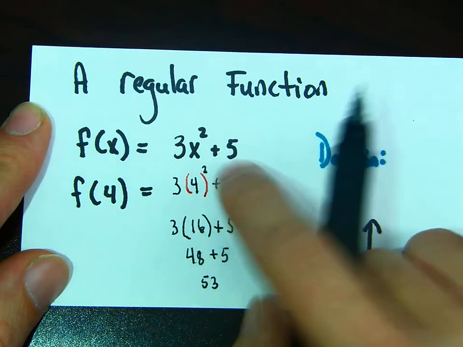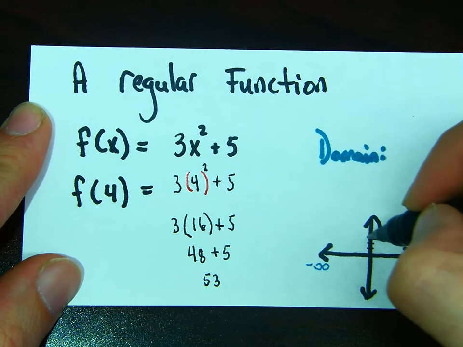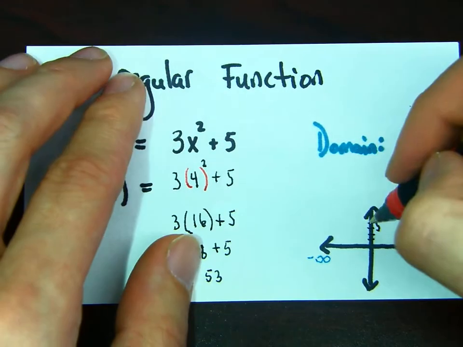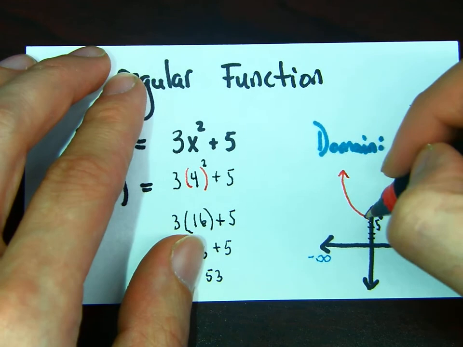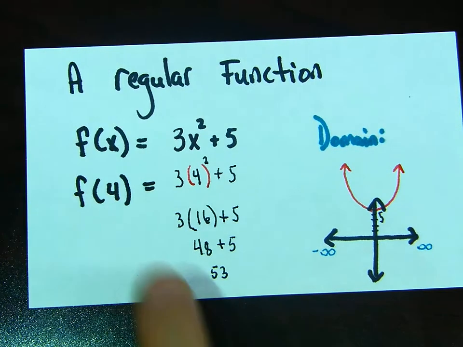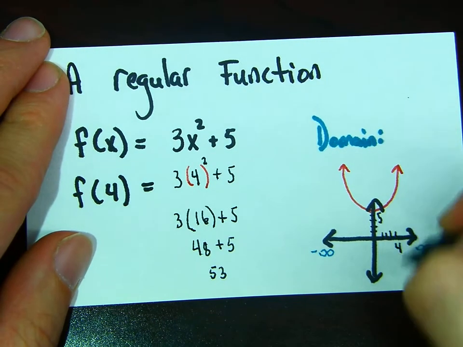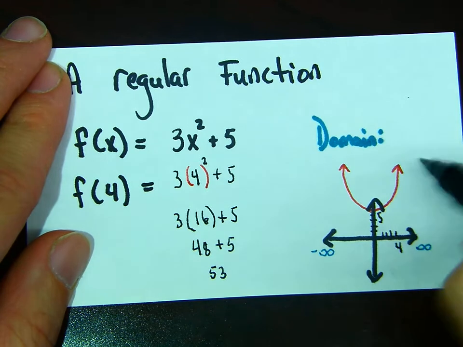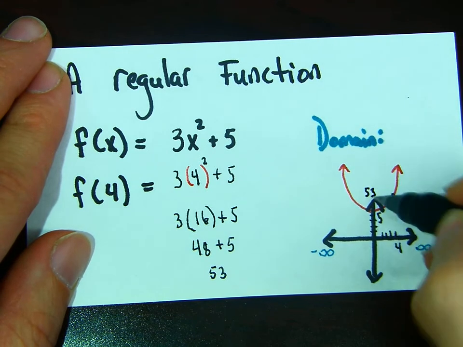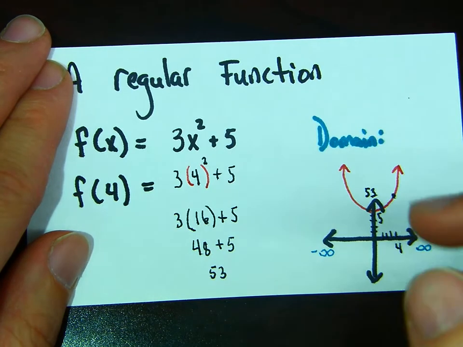Well, what does the graph of 3x squared plus 5 look like, right? If I go plus 5 here, the graph looks something like this, right? That's the graph because we have some x squared. And visually, what does it mean? It means that when x is 4, the y value will be, over here, 53. Okay, and that's the idea of just a regular function.